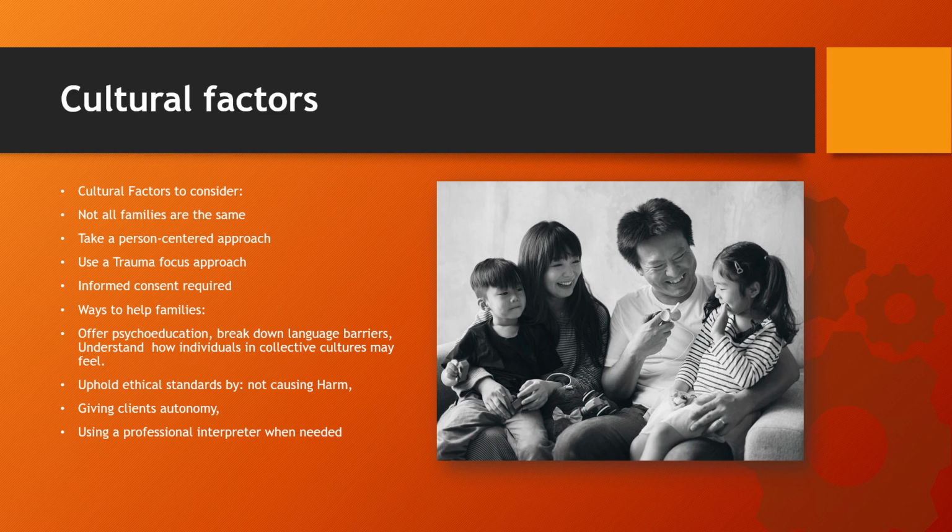It's imperative to avoid causing harm by not pushing conversations that the client finds uncomfortable. Furthermore, the therapist should give the client autonomy in their own decision to disclose maltreatment. It's important to use a professional interpreter if the client speaks a language that the therapist is not familiar with, and to not rely on other family members, who do not have the ability to fully participate in treatment.